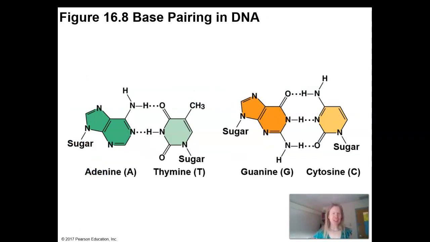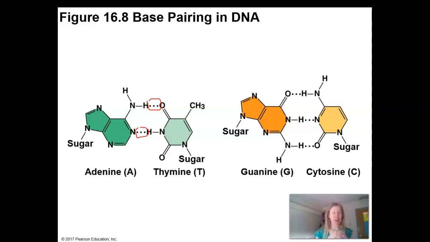Now, the cool thing here is, do you remember a dotted line bond between a hydrogen and another atom? It's a hydrogen bond. So it actually turns out that it is hydrogen bonding that holds the 2 strands of DNA together. Was a hydrogen bond a weak bond or a strong bond?